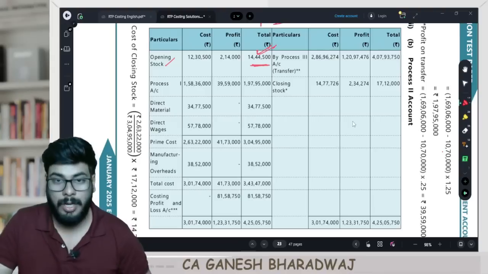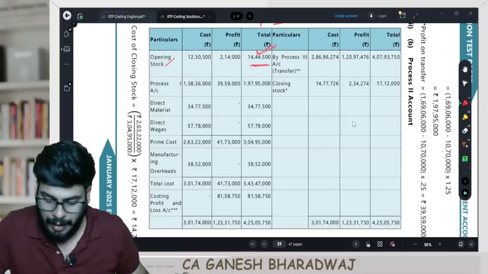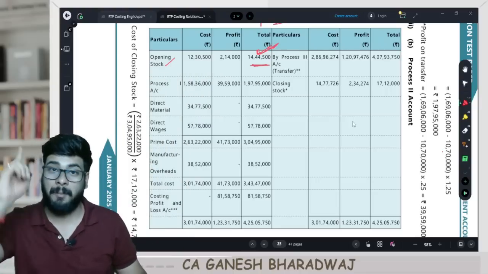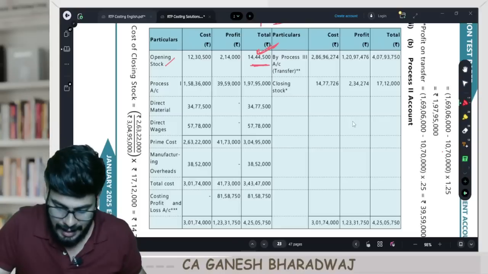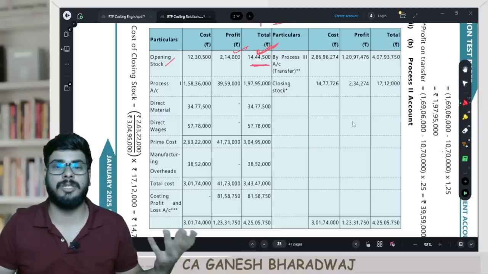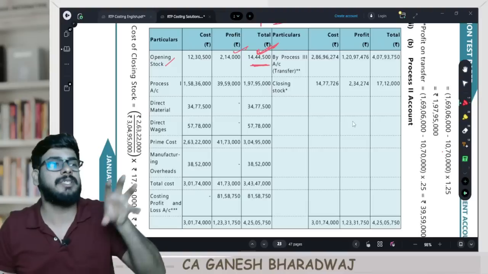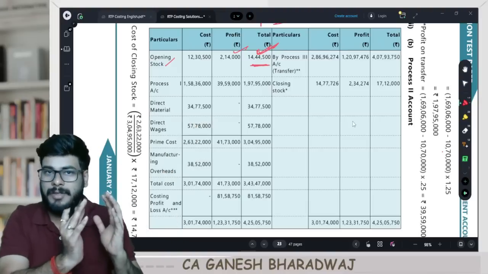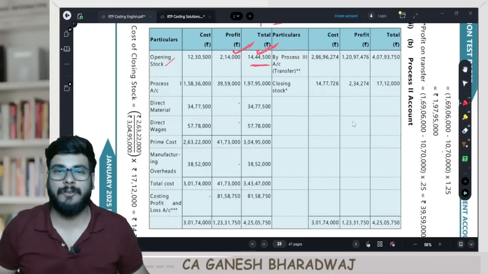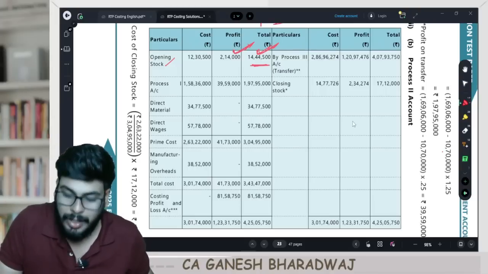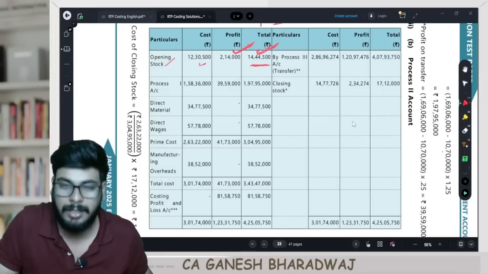Now, from the perspective of process 2, the opening stock value is 14,44,500. But the head office knows that inside this there is a profit of 2,14,000. How do they know? Because they are tracking all these things, and whatever is received from process 1 is loaded with some profit element inside it, which is given in the question. 2,14,000 is given. So now you can arrive at the cost pertaining to the opening stock, which is 12,30,500.